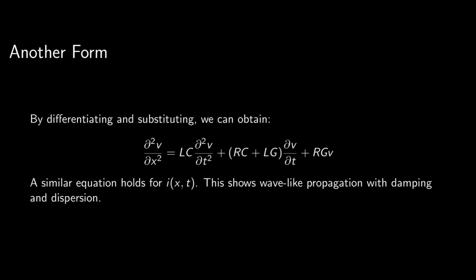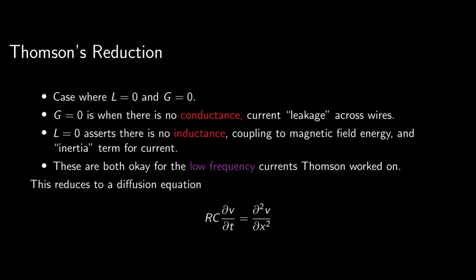One big difference is that every term now depends on some combination of parameters, which in turn affect multiple terms. This combination of parameters is what we'll use to arrive at the law of squares, in this case assuming that the inductance and conductance are both zero. No conductance assumes no leakage across the wire, and no inductance assumes that no energy is stored in the magnetic field, which is used as an inertia for a current. In a low-frequency environment that Thomson worked in, these are both fine assumptions.